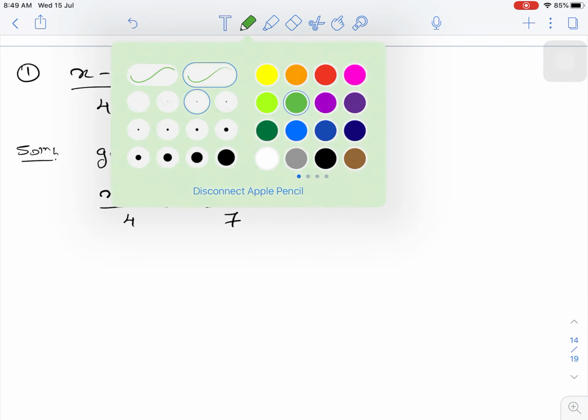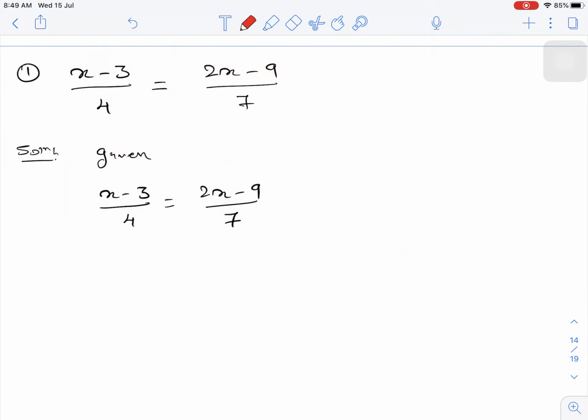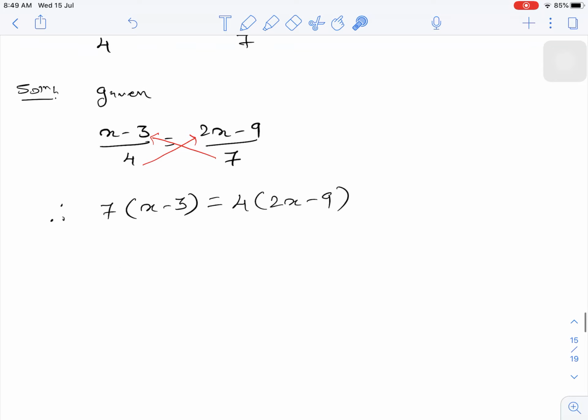Now what we have to do, we have to do cross multiplication, that is we will multiply this 7 over here and this 4 with this one. Okay, so when we multiply, what do we get? Therefore 7 into (x minus 3) equals, now this 4 will go here, so you will get 4 in bracket (2x minus 9). Now there will be no denominator.